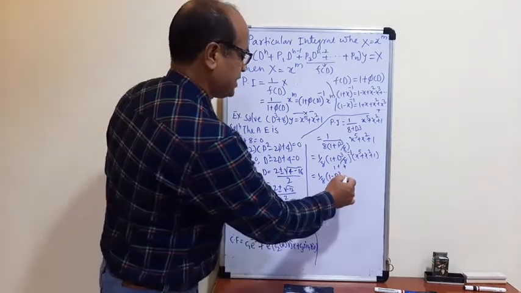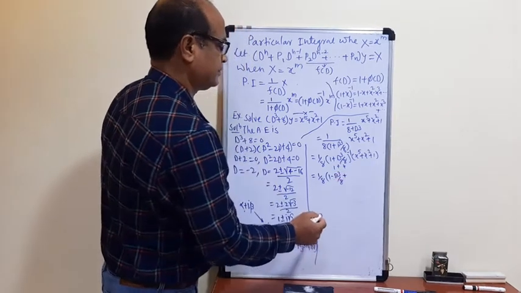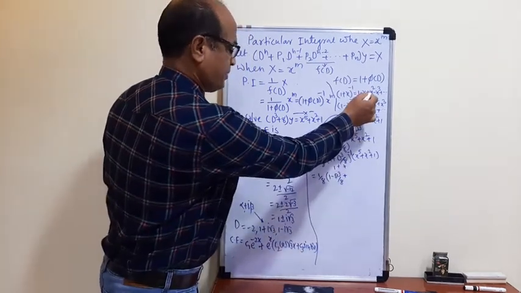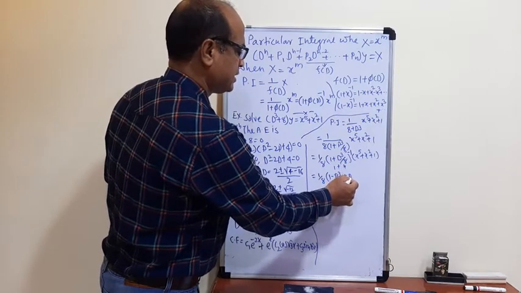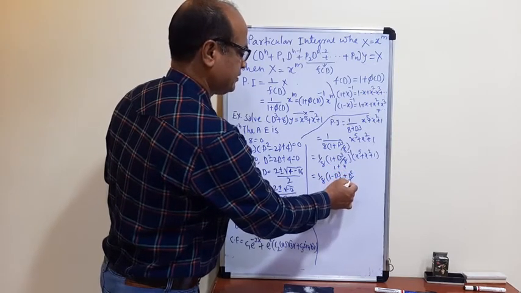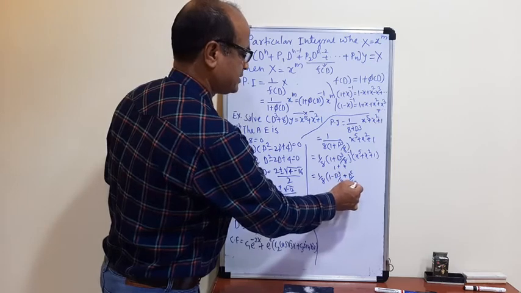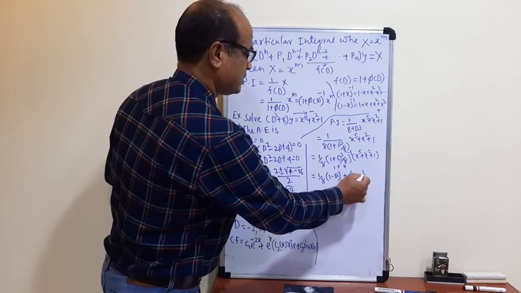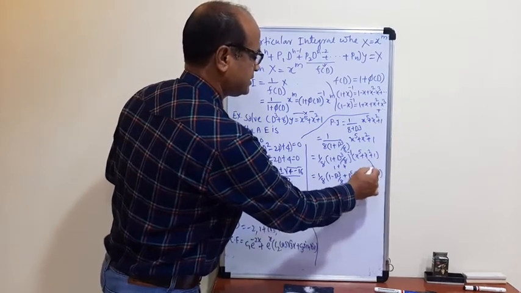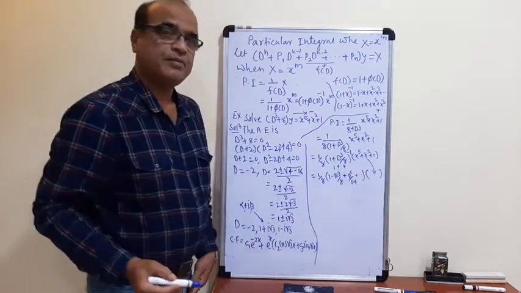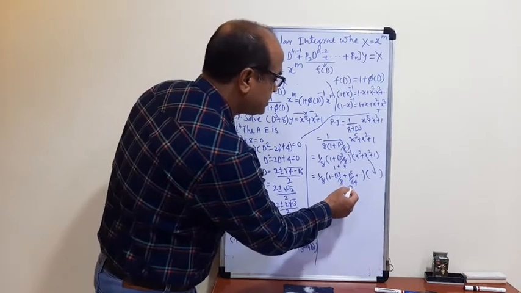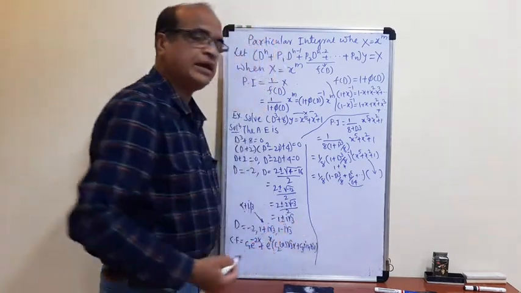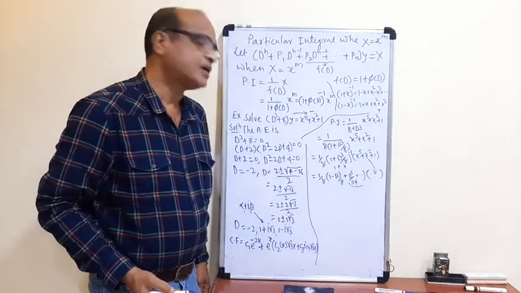And what is next? Plus x square. x is D cube by 8, so that is D raised to 6 divided by 8 square, that is 64, plus and so on, operating on x raised to 5 plus x square plus 1. But these terms are neglected here. So higher degree terms are neglected.